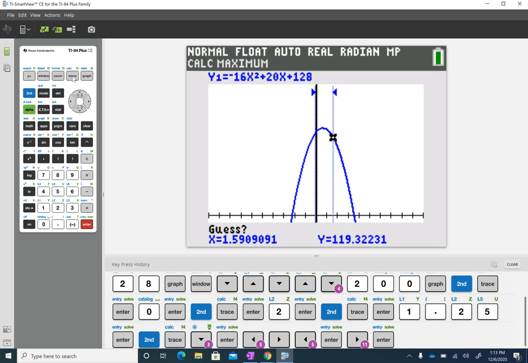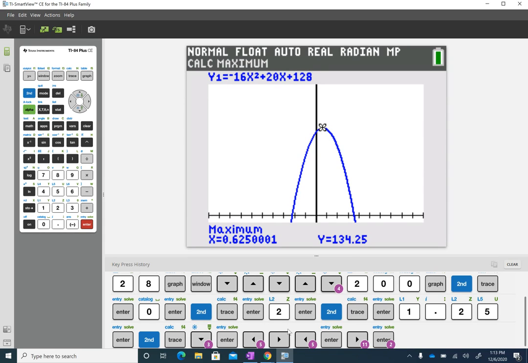It doesn't really matter how close or how far away you are. You just have to clearly be to the left of the answer and then clearly be to the right of the answer. It's going to ask you to guess, which you can do if you're fancy. I probably just skip that step. And if you hit enter one more time, it's going to give you the exact coordinate of that point. So I would go ahead and round to 2 decimal places as it asks you to do. So that would be 0.63, 134.25.